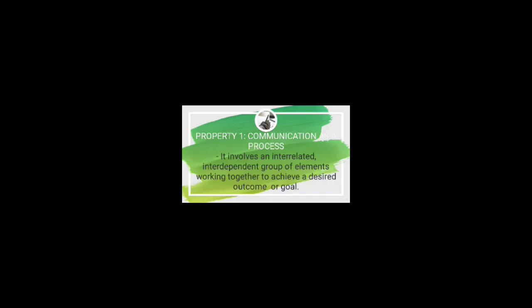Property 1 is that communication is a process. It involves several components such as the sender of the communication, the actual message being sent, the encoding of the message, and the receiver and the decoding of the message. So, property 1 involves an interrelated, interdependent group of elements working together to achieve a desired outcome or goal. It is a series of action steps taken in order to successfully communicate.